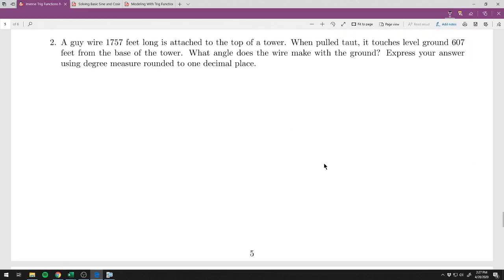All right, so the last question in this section is just a word problem. It says a guy wire is 1,575 feet long and is attached to the top of a tower.